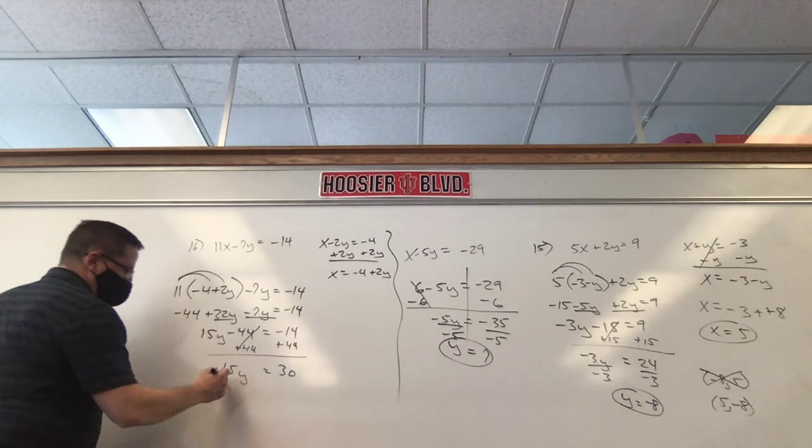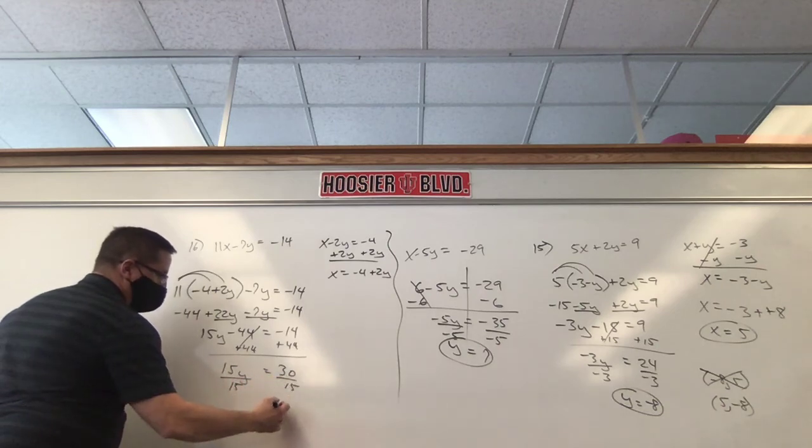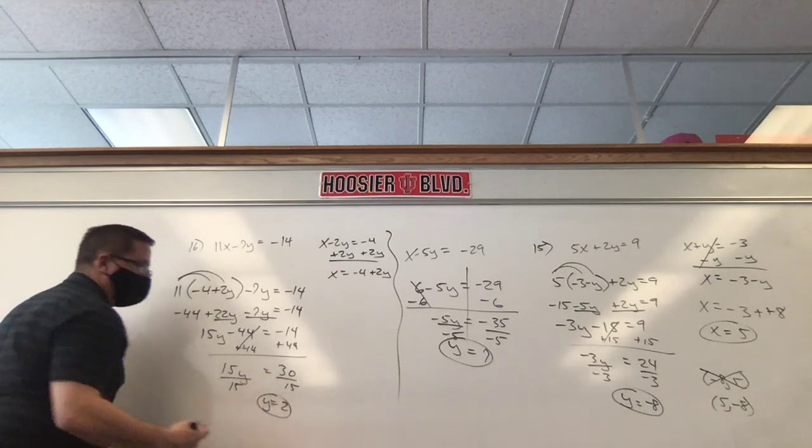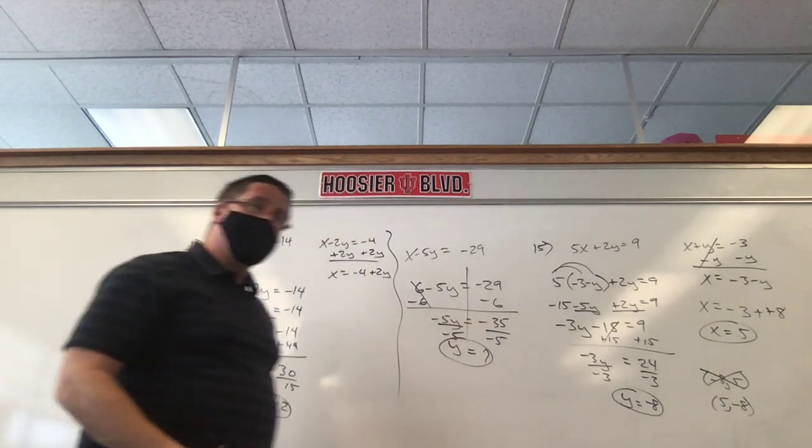How'd you do that? I just divide by 15. 15 divided by 15. What's 2? Y equals 2. Any question on that one? Nope. Okay. We still gotta do X. Very good. We're not done.